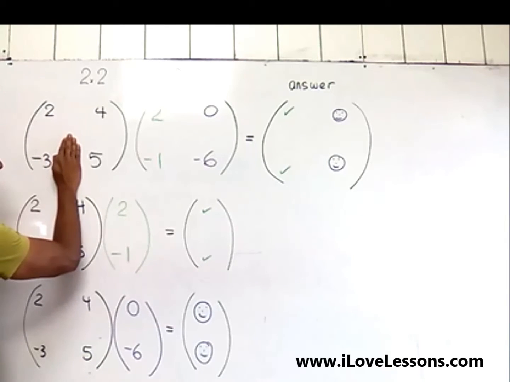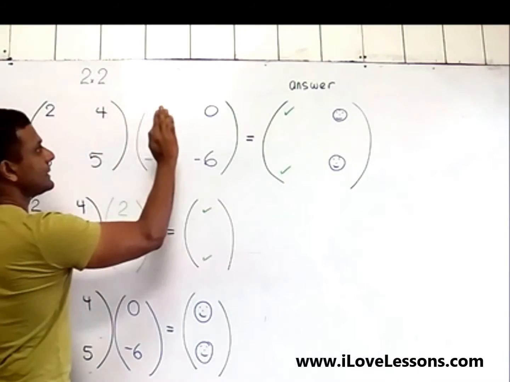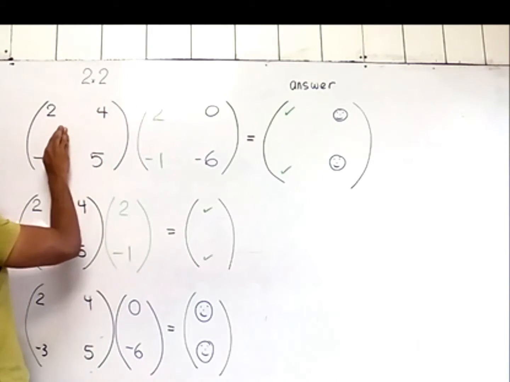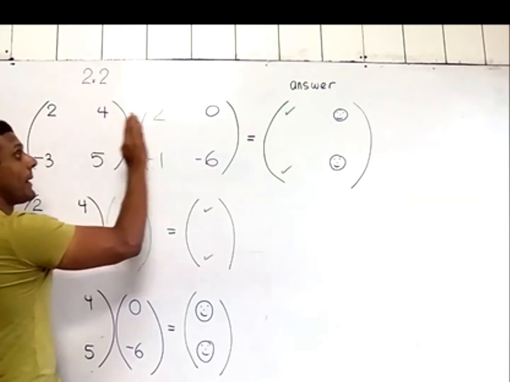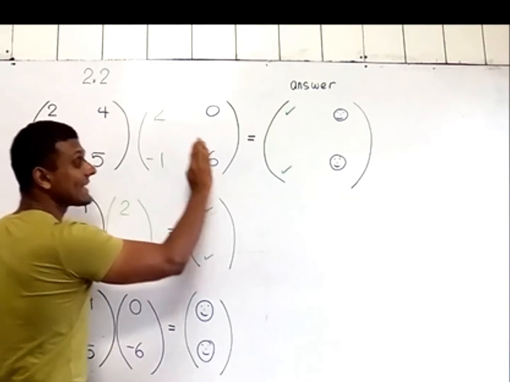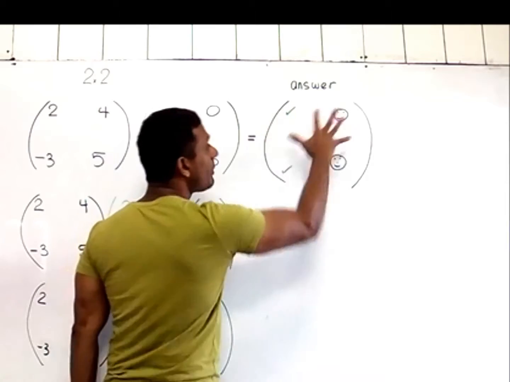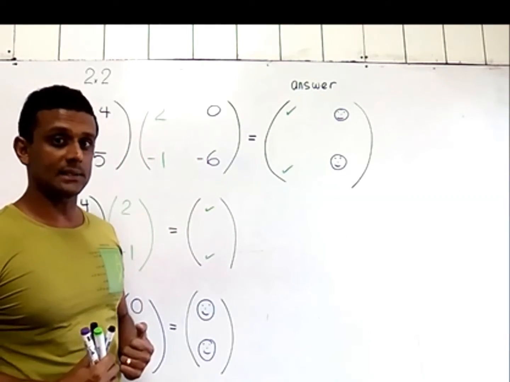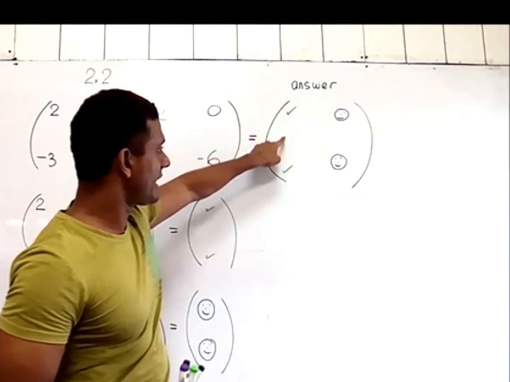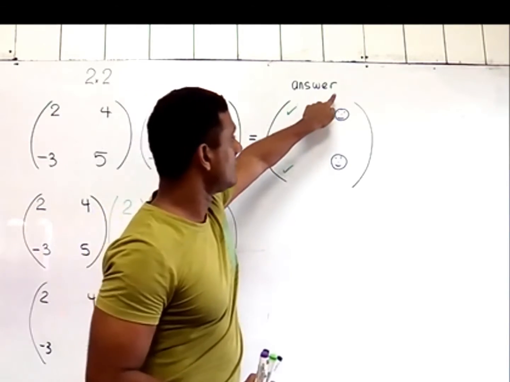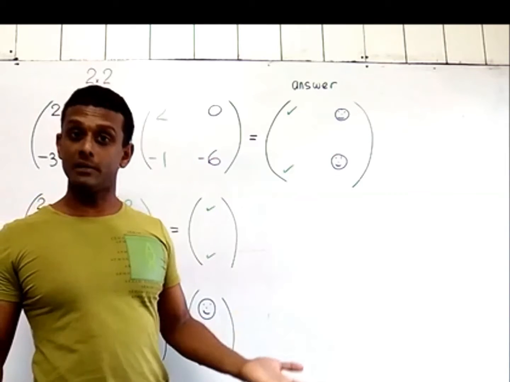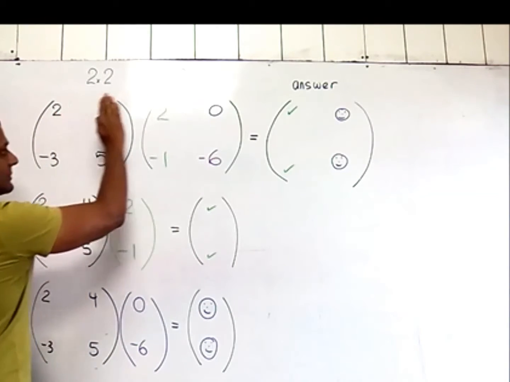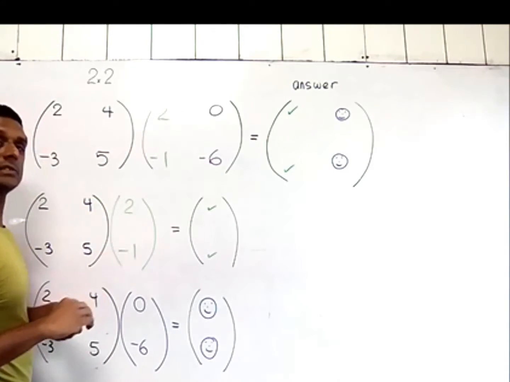We have a 2 by 2 matrix here, and we want to multiply by another 2 by 2 matrix. Now when you multiply a 2 by 2 matrix by a 2 by 2 matrix, expect to get back a 2 by 2 matrix, which means we're looking for 4 answers this time. 2 over here, which I put as ticks, and 2 over here, which I put as smiley faces. So to multiply the 2 by 2 matrix by the next 2 by 2 matrix, here's what I want you to do.